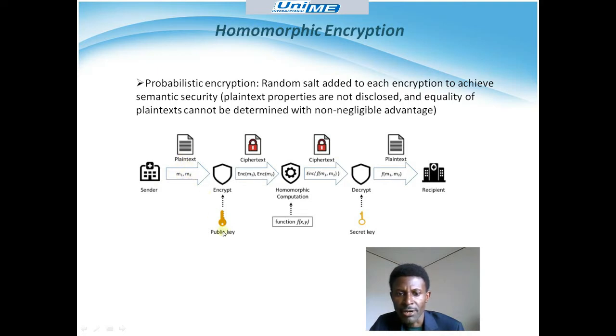A plain text is encrypted by the public key and then ciphered. The salt is added randomly so that the plain texts are not disclosed, and the equality of plain texts cannot be determined with non-negligible advantage because it has been mixed up. Now it is computed, and then we can decipher and decrypt it with the secret key, which is an inverse operation to get back the plain text and send it to the receiver.